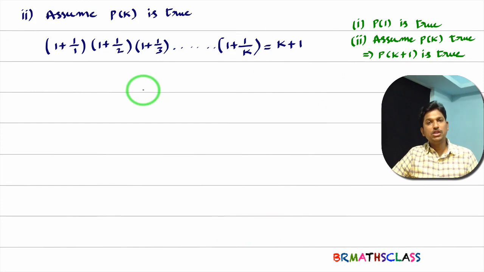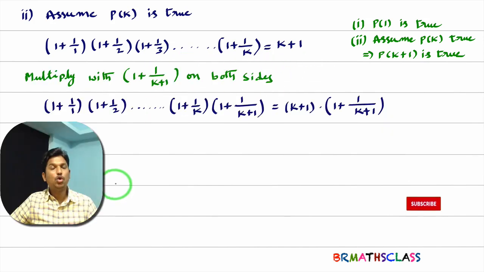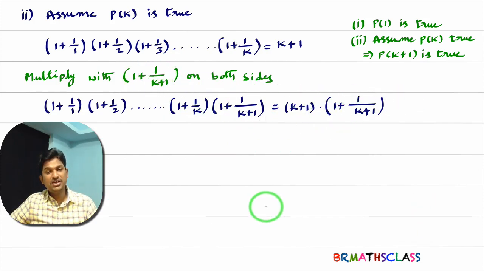In almost all the problems after this step, we will add a term on both sides. But this problem is different. This is a multiplication of terms. So what I'll do, I'll multiply with a term on both sides. What is that term? You see here, this is the kth term. In this term, wherever k is there you write k plus 1. Then what will you get? With that term, we need to multiply on both sides. Okay, you look here, what I did. I multiplied with 1 plus 1 divided by k plus 1 on both sides. What is our intention? We are trying to prove that P of k plus 1 is true.